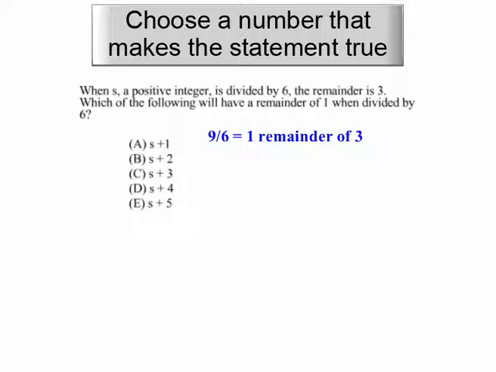And notice we're adding numbers in all our answer choices to s. So we need a number bigger than 9 that 6 goes into and leaves a remainder of 1. That would be 13, for instance. 13, 6 goes 2 times and leaves a remainder of 1. Now, the difference between 13 and 9 is 4. You add 4 to 9 to get to 13. So s plus 4 is our answer.